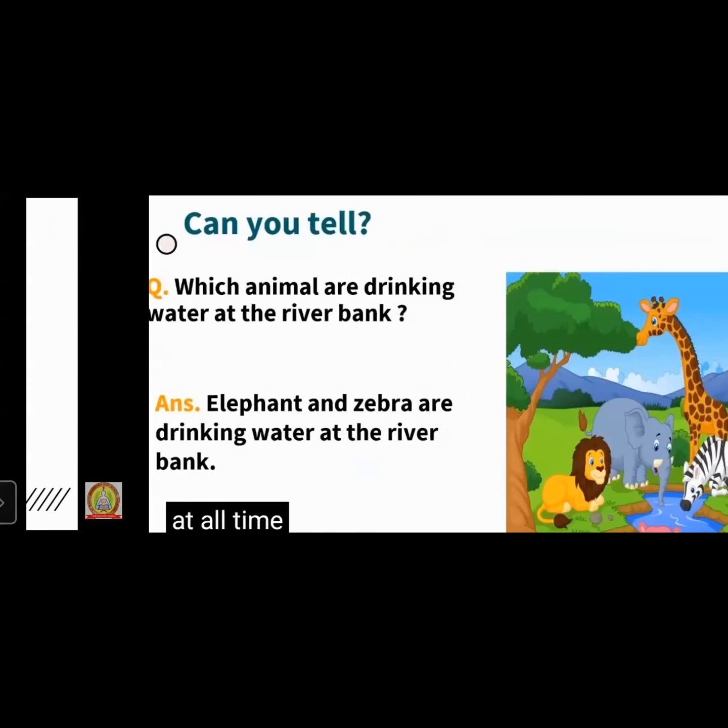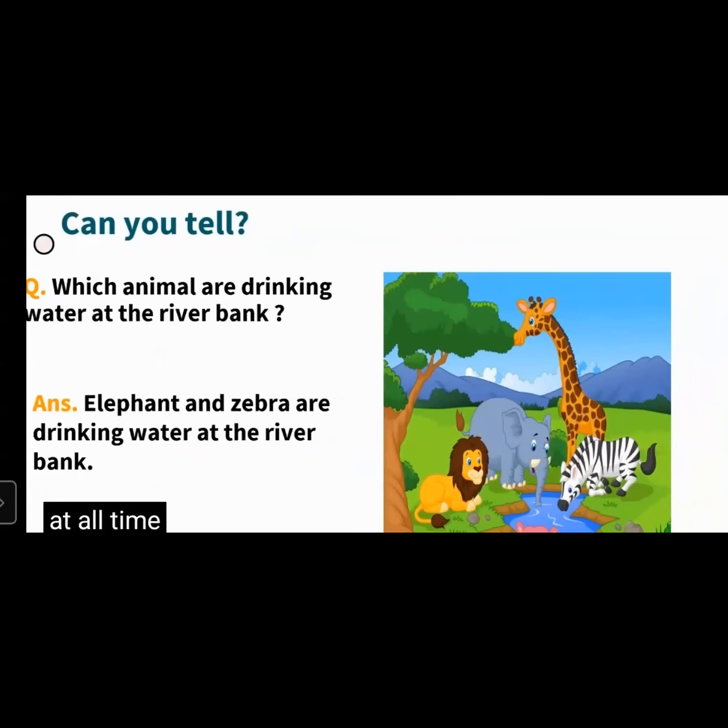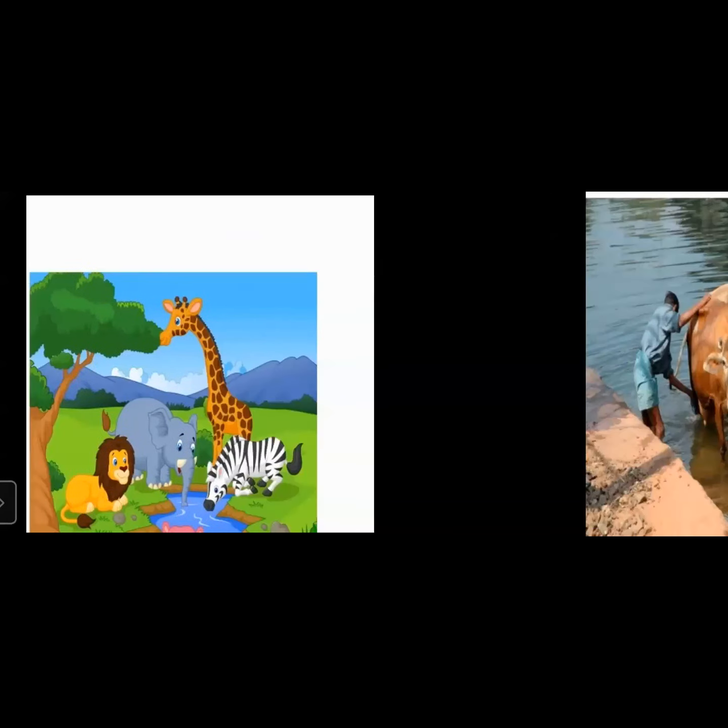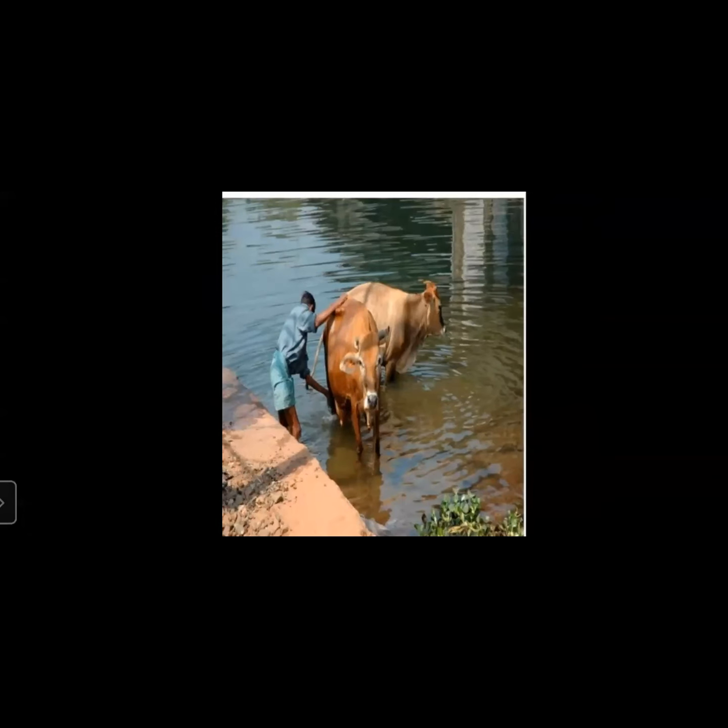Yes, children, can you tell which animals are drinking water at the river banks? Yes, we can see animals like elephants and zebras. You can see elephant, zebra, giraffe, lion. They are all sitting and drinking water at the river bank, right? Water is life. In many villages, you can see cows, buffaloes, and goats come to the river or ponds to drink water. Animals bathe themselves in it. They also take a bath in this water.